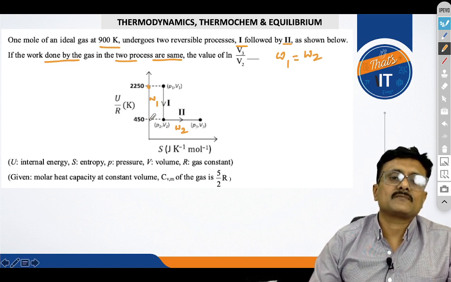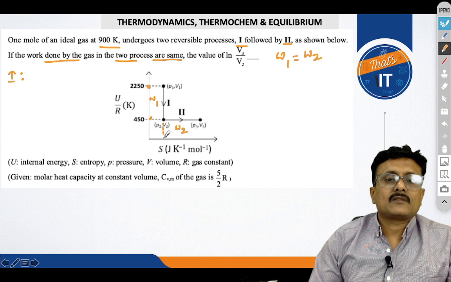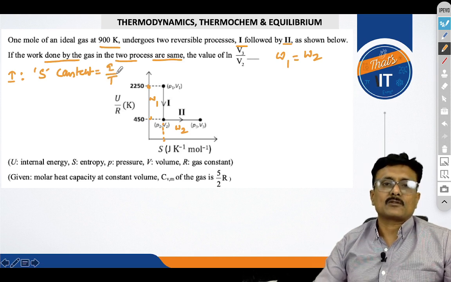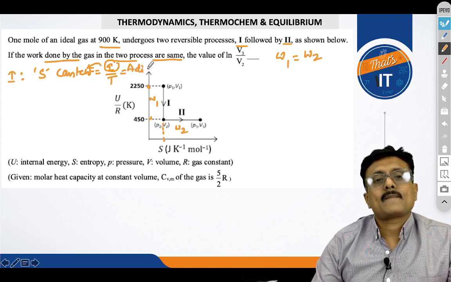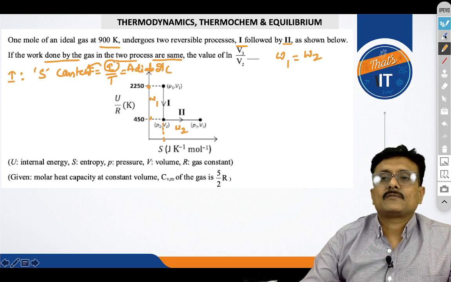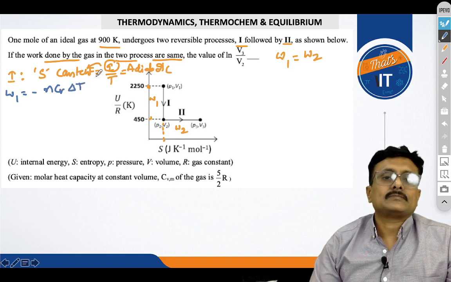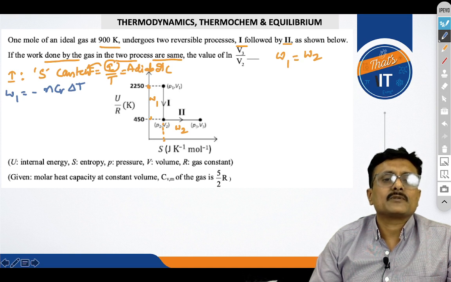You can see that in the first process, entropy is remaining constant. Entropy is nothing but Q by T. You know that formula for entropy. So S is constant, that means Q is also constant, that means it is adiabatic. For adiabatic, you know how to find the work done: W1 equal to minus nCV delta T. Adiabatic means Q equal to 0.